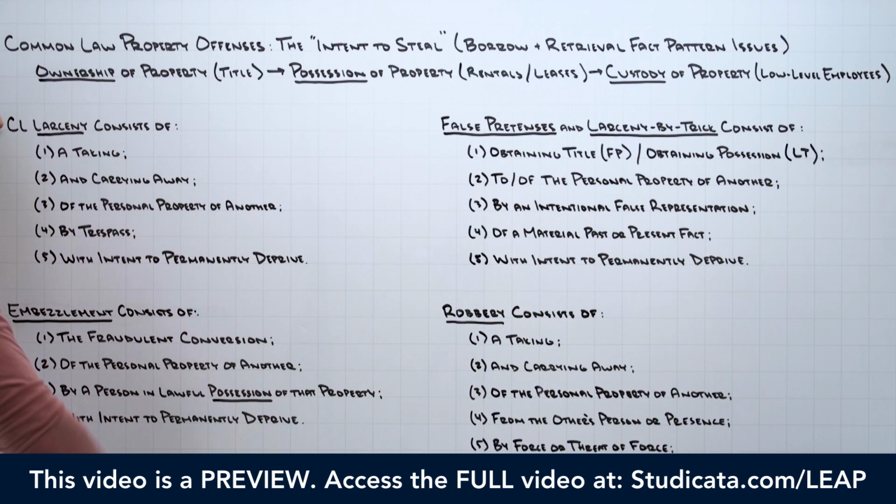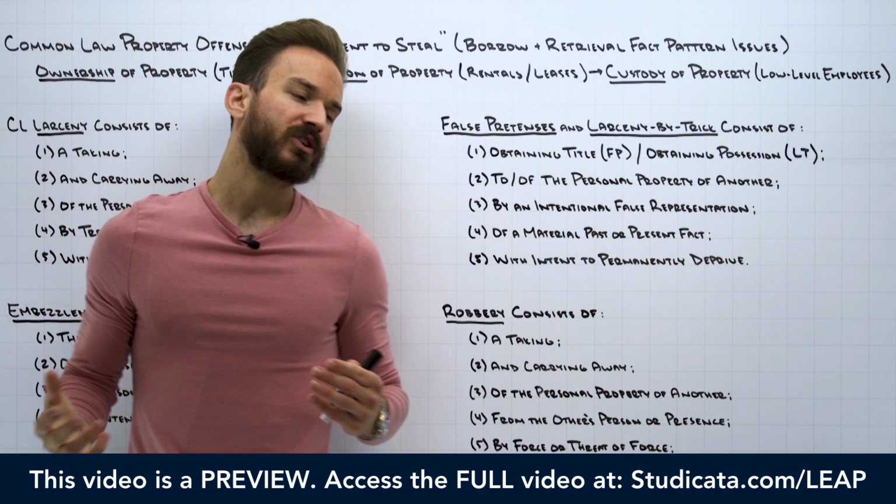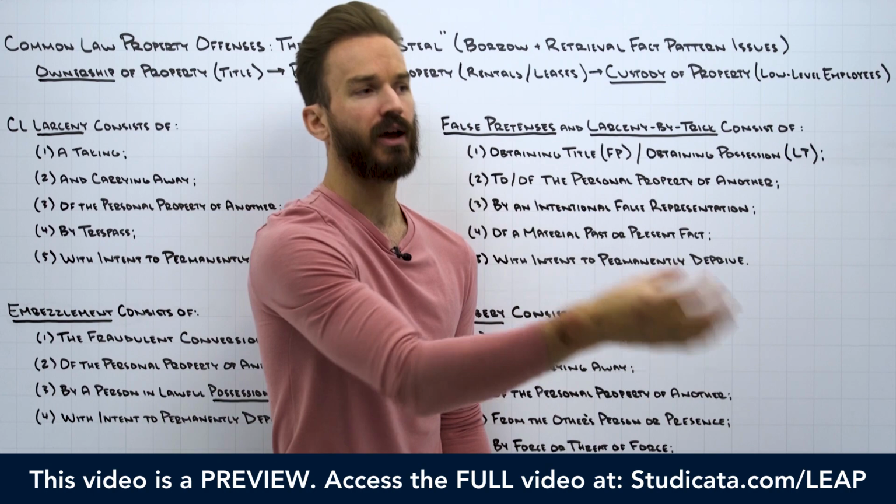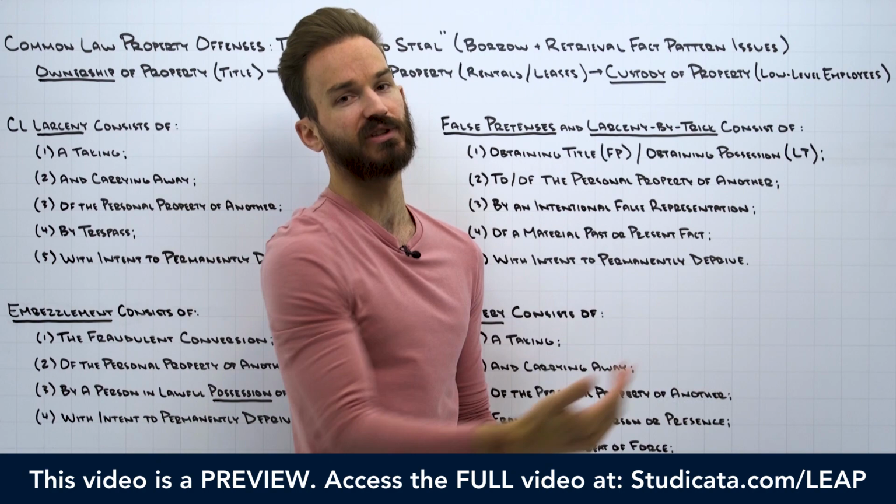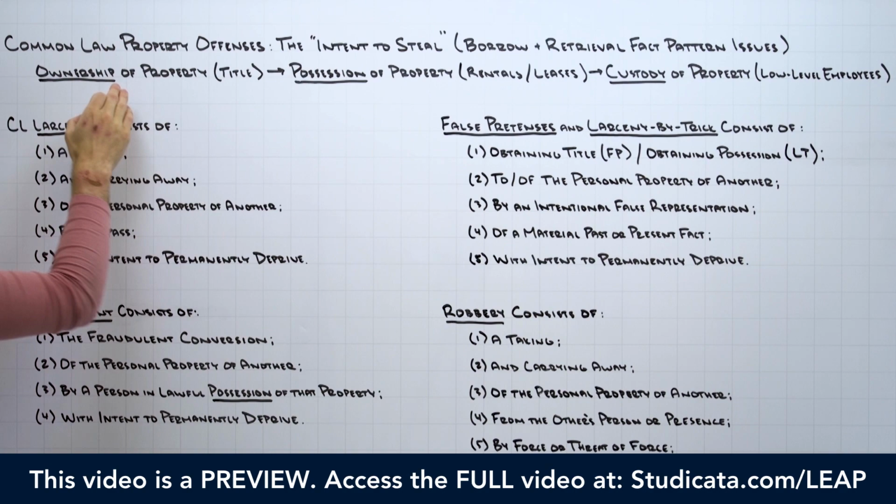To give an example, this would be going to a car dealership and paying cash upfront for the car. You get the car and the dealership hands you papers that say you hold title to the vehicle, right? That would be ownership of property.